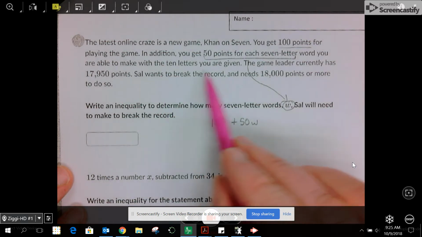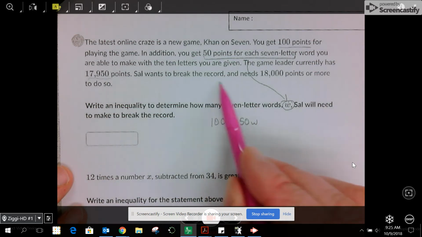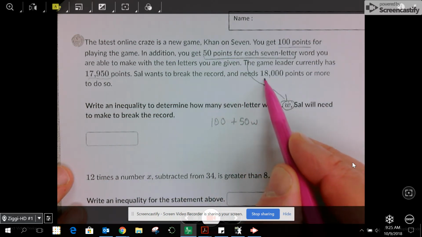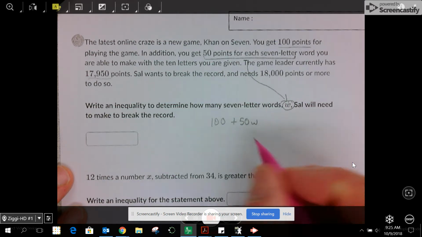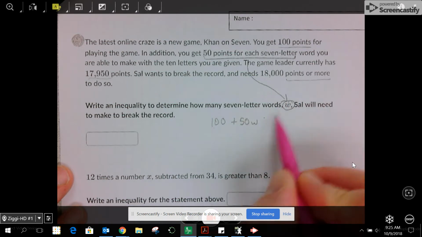And the game leader currently has 17,950. Sal wants to break the record and needs 18,000 or more points. So he needs at least 18,000 points. That's what this "points or more" means. So that is greater than or equal to 18,000.